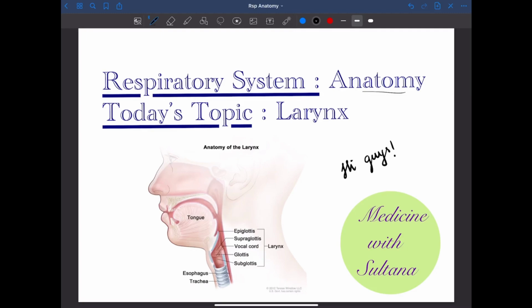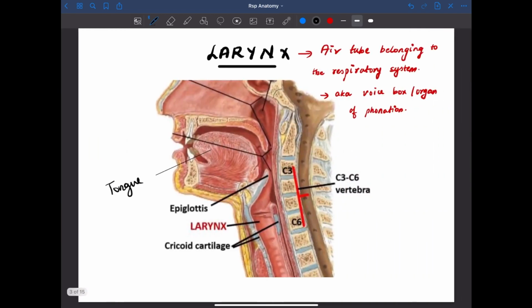Today we will learn the anatomy of the respiratory system, and today's topic is the larynx. Now, the larynx is the air tube belonging to the respiratory system. It is also known as the voice box or organ of phonation.